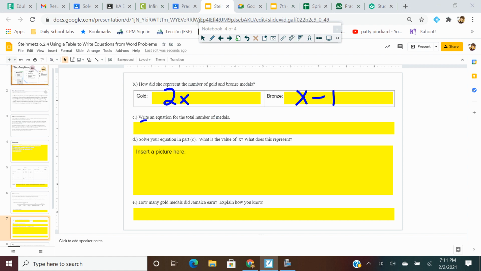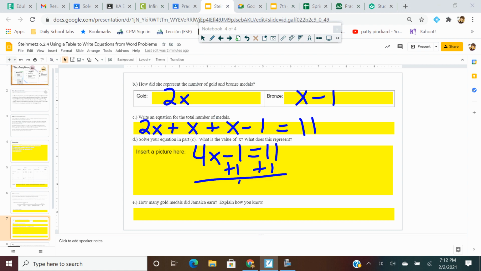So I know I had 2x for gold plus x for silver plus x minus 1 for bronze, and that equals 11. So then in part D, it says solve my equation. So I combine like terms. So I get 2x plus x plus x, which is 4x, minus 1 equals 11. I'm going to add 1 to both sides. So I get 4x equals 12. And then I divide both sides by 4 to get x equals 3.